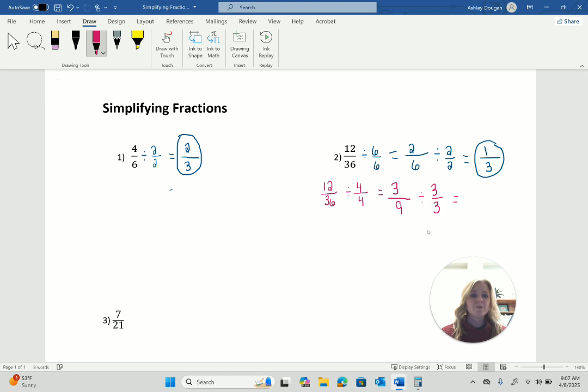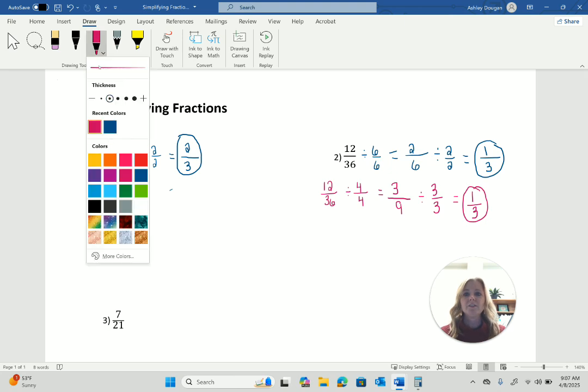3 divided by 3 is 1. 9 divided by 3 is 3. So I get the same thing, right? So no matter what factors you're choosing, as long as they are a factor, you'll eventually get to the same answer. It just may take multiple steps.